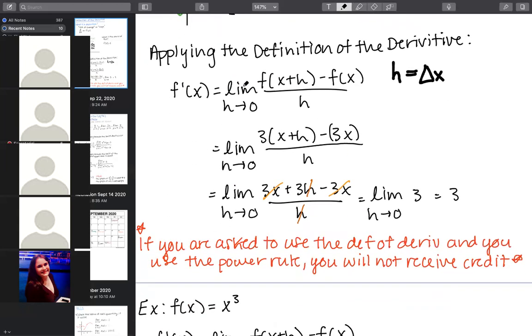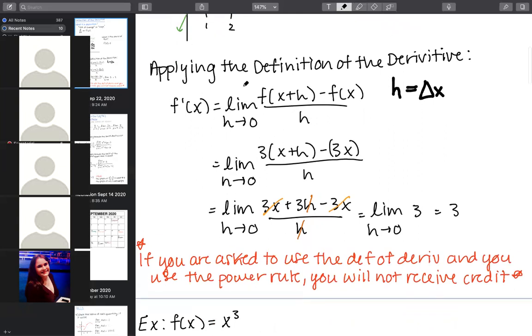As a reminder, do not use the power rule or any of the other derivative taking techniques if you are asked to use the definition of the derivative. People do lose points on that, and Dr. Zielecki specifically emailed that to me to make sure that I made that perfectly clear to you guys.